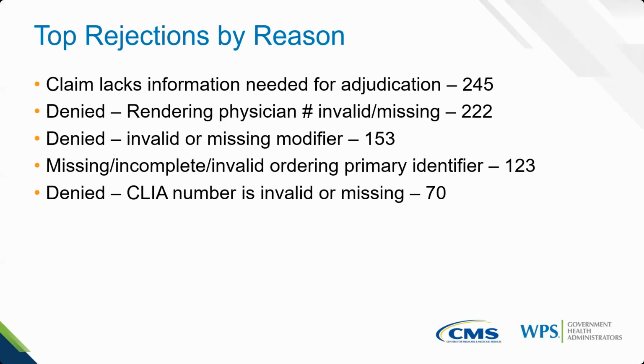The next, missing, incomplete, or invalid ordering primary identifier. Kind of similar to that second bullet there where the rendering physician number is invalid or missing. This is the ordering provider identifier is missing, invalid, incomplete. Next up is CLIA number, invalid or missing. So here is where you need to check how you keyed that CLIA number. Is it missing altogether? I will share resources with you later about CLIA so you can find more information there if this is why your claim is rejecting.